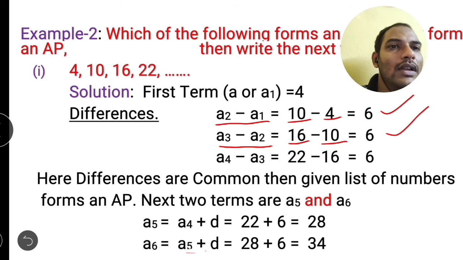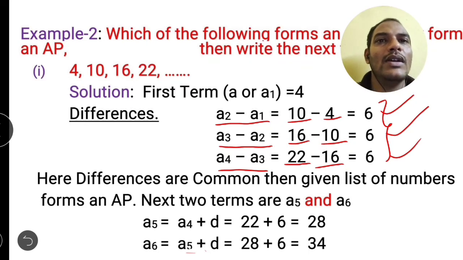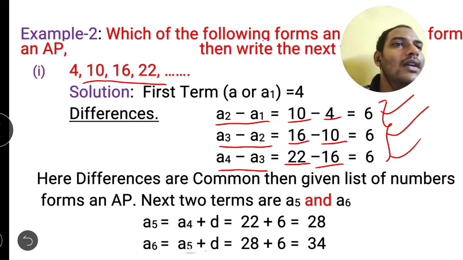Next, third difference, A4 minus A3. So the fourth term is 22 and the third term is 16. 22 minus 16 is 6. In each case we got the same difference. That means the given list of numbers follows a common difference. So the list forms an arithmetic progression.